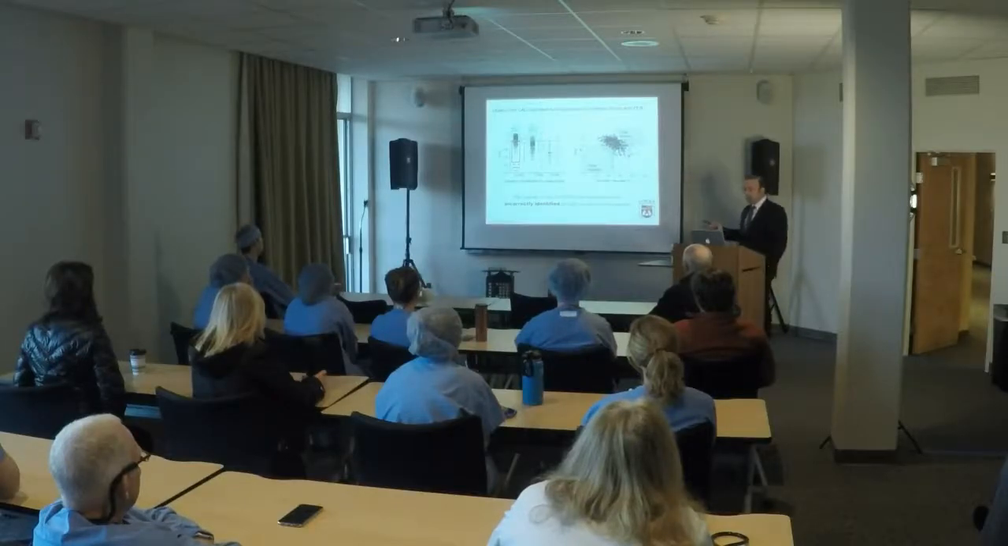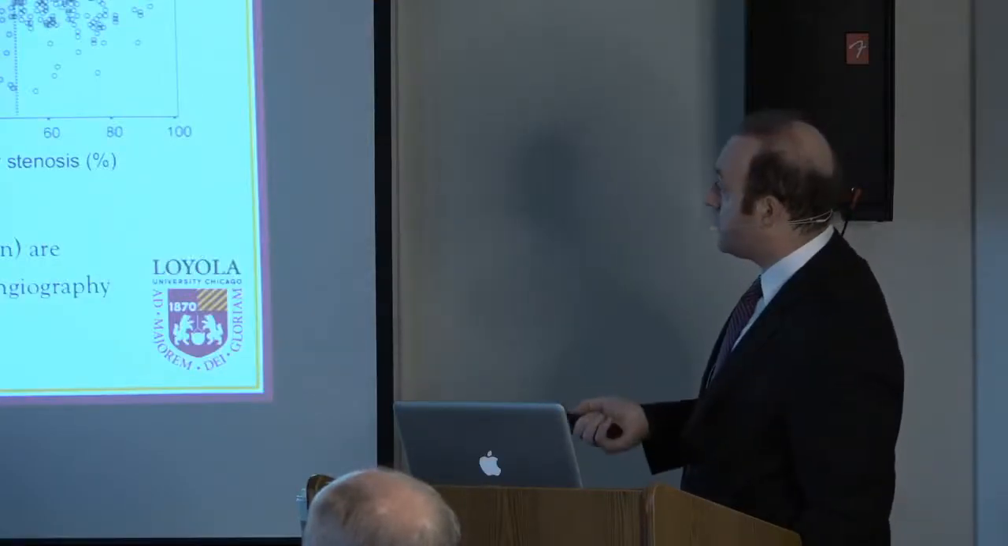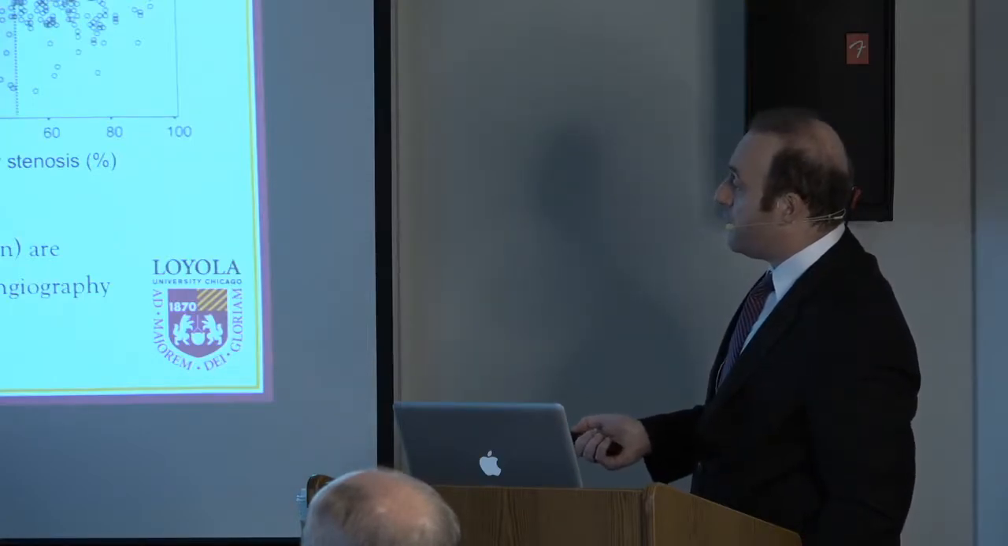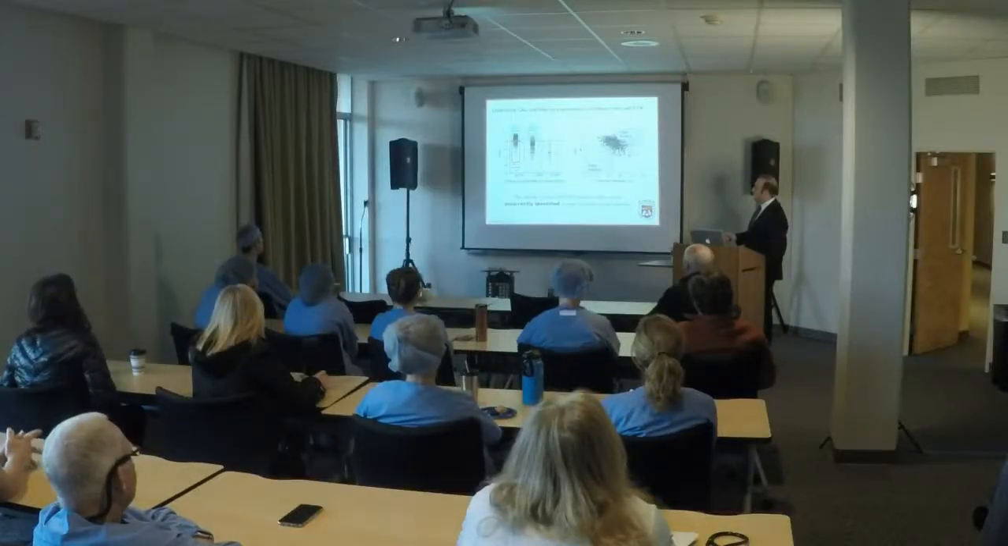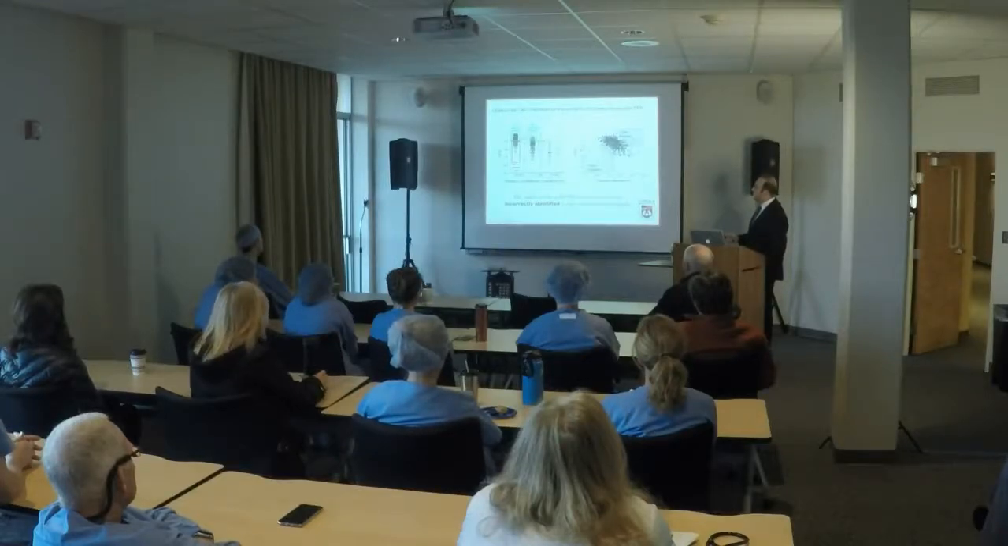Now, this is an important slide, underscoring the discordance between anatomic stenosis and functional relevance of a specific lesion. And in fact, the majority of lesions with a 50 to 70% diameter reduction are incorrectly identified for stent placement based off of angiography alone. Okay, so what you can see here is that in these patients with a 50 to 70% stenosis, 2/3 of them had a negative invasive FFR and could have been safely deferred from percutaneous intervention.